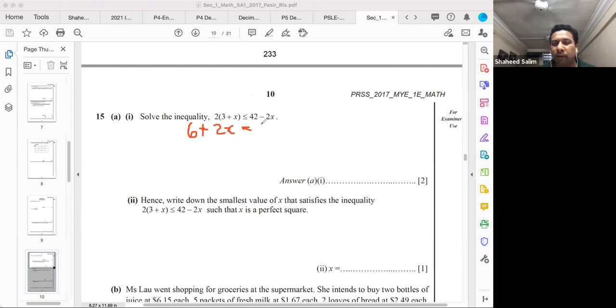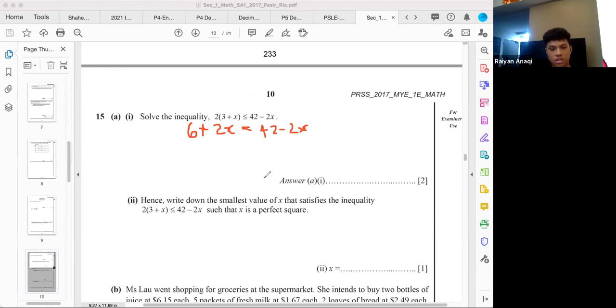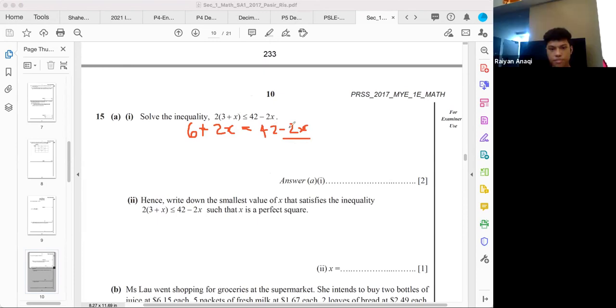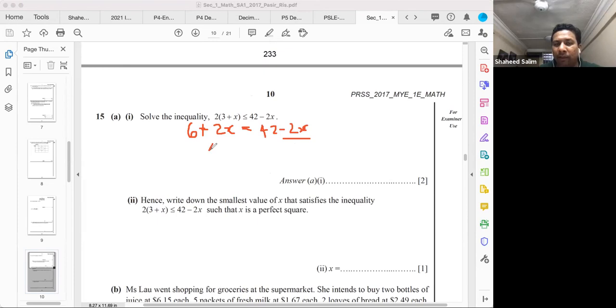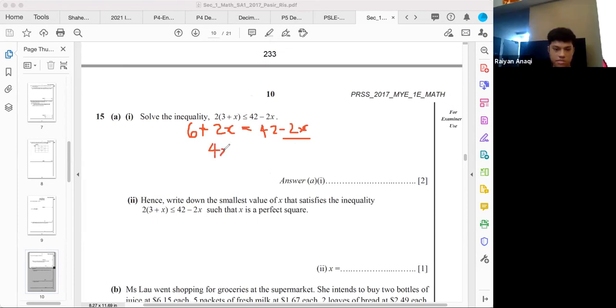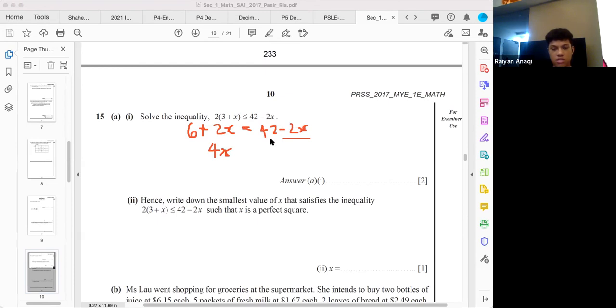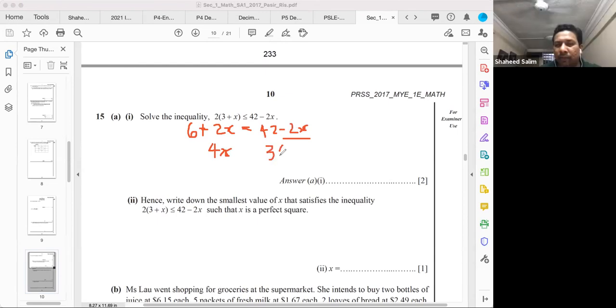You have this down here, right? Don't worry about the sign yet. Now what are you going to do? Can we bring the x to that side? Yes, x can be brought over. So down here, minus 2x, bring over, becomes plus 2x, right? So you get 4x. You agree? Now the 6 you bring over that side, minus 6. So now you get 42 minus 6 equals 36. Am I correct?